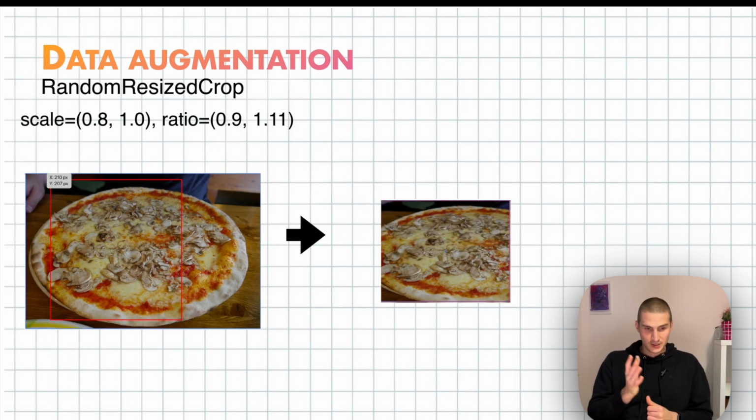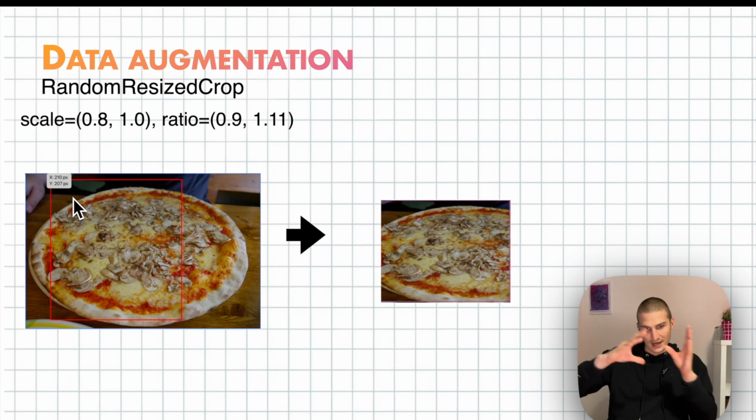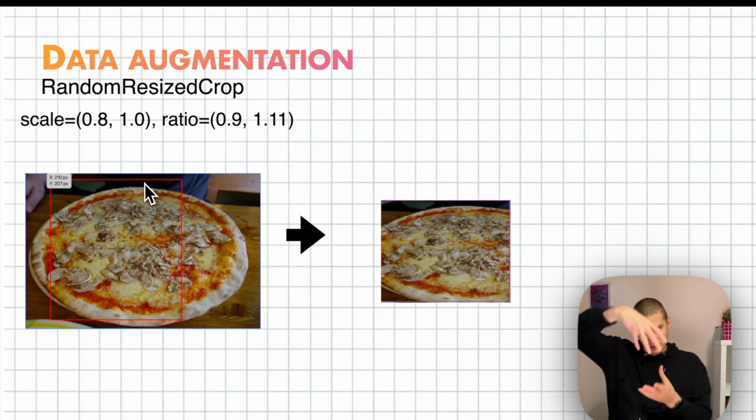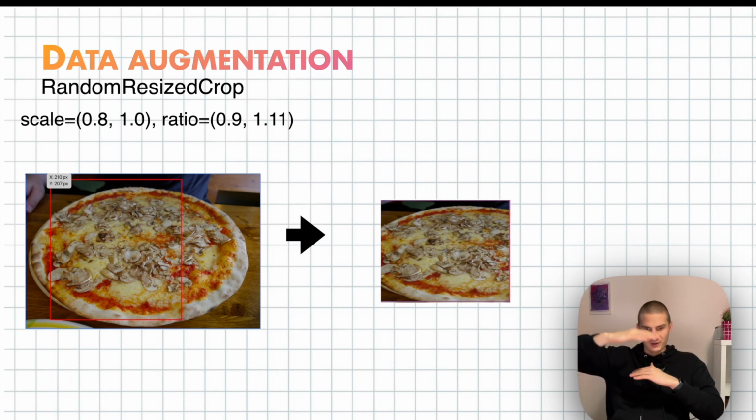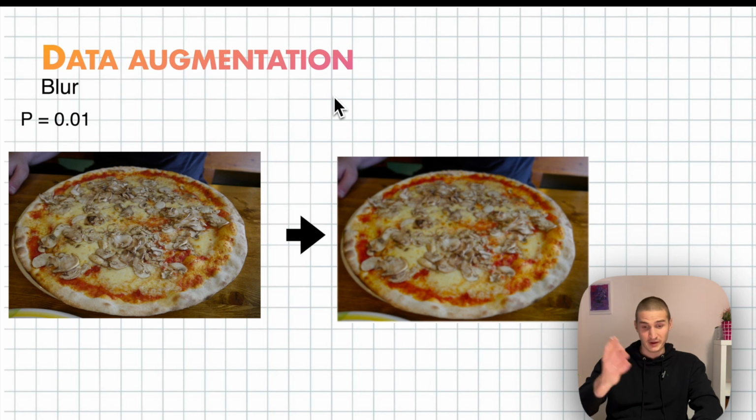Random resize crop. So this one was also used when we trained ResNet. You have seen the video. So what it does is it chooses a random portion of the image, crops it out, and then also resizes that randomly to achieve a square. So in here, the initial crop that we have chosen is a rectangle that is higher than it is wide. Then we cut it out, and then we flattened it out a little bit. So it's again augmenting the picture a little bit. Then we have blur that is applied with probability of only 1%.